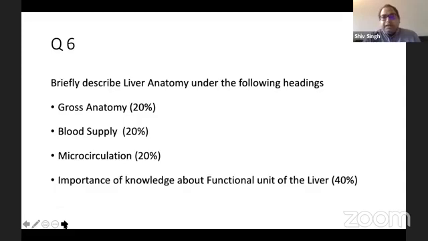So that was question number 5. And now coming to the last question of the day. The question is about the liver. Briefly describe liver anatomy under the following headings: gross anatomy, blood supply, microcirculation, and importance of knowing about the functional unit of the liver. Okay.